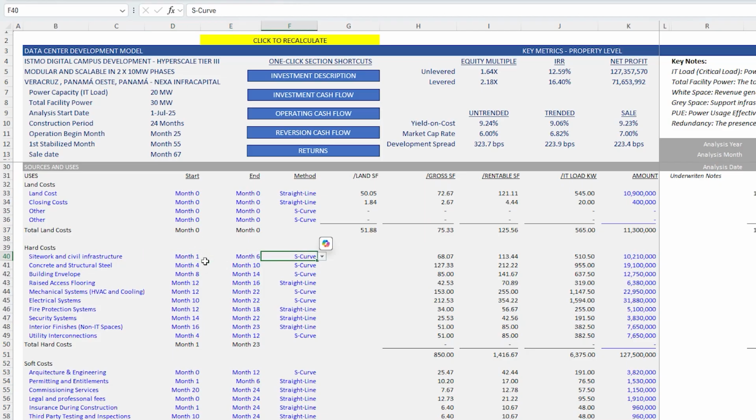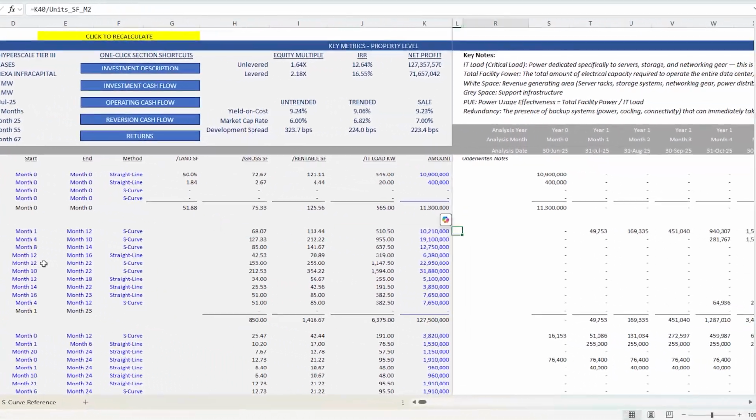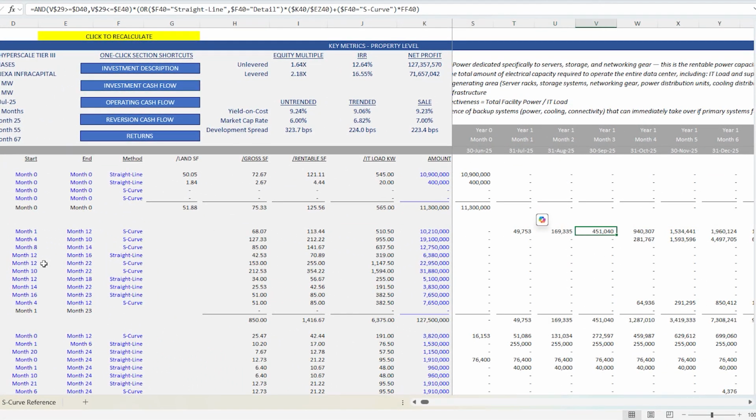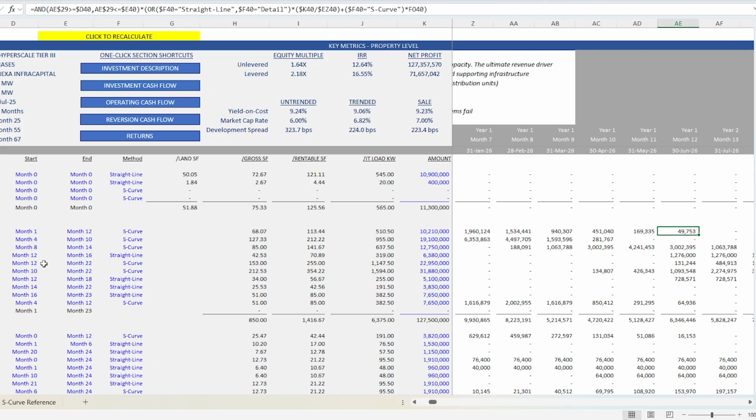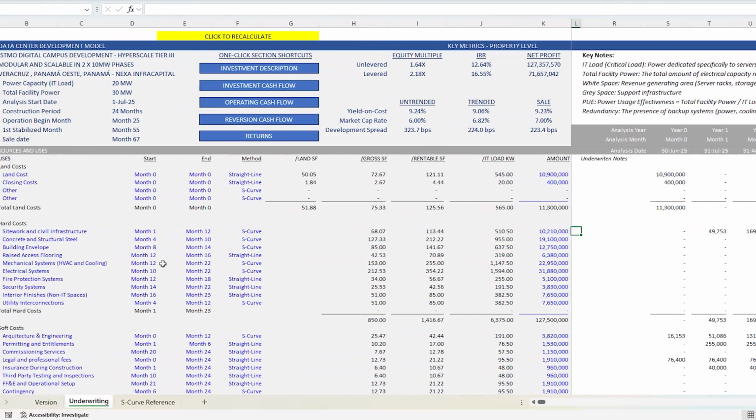And then we have either S-curve, that's a normal distribution curve, where early and later in the period, the dollar amount is less, and the more middle of the curve, the higher the amount is. So you look at something like site work and civil infrastructure. Let's take that to 12. Let's use an S-curve. This is 10 million. You'll see in the early periods less, and then it ramps up to the middle periods being max, and then ramps back down. And you can adjust that curve on this S-curve reference page here.